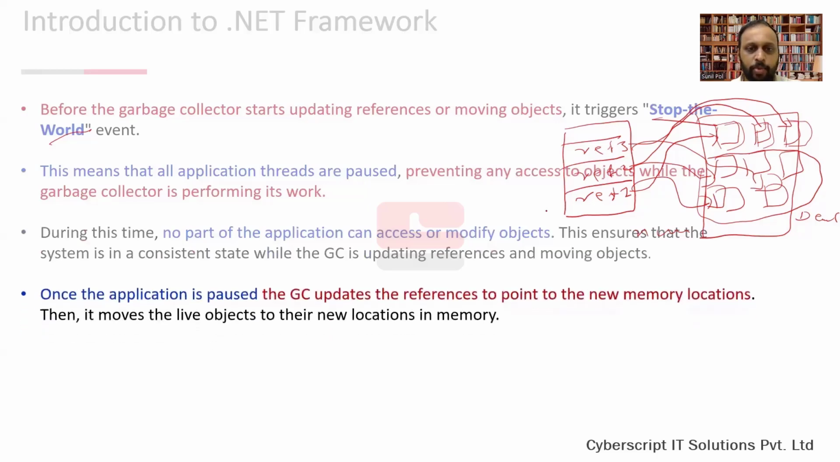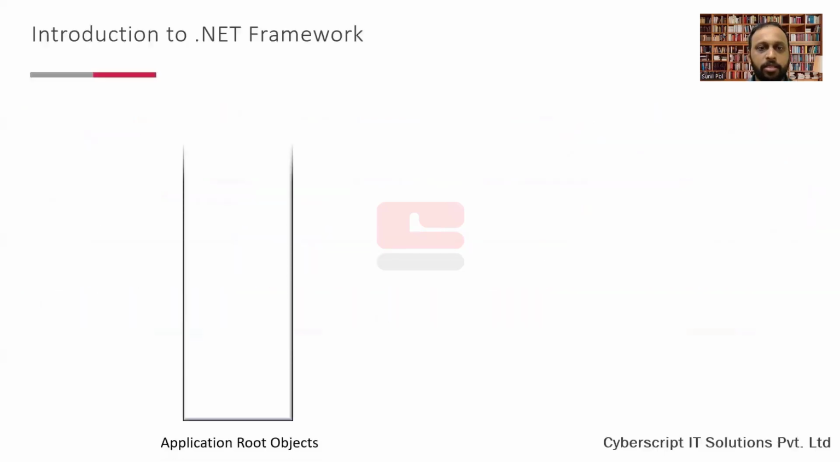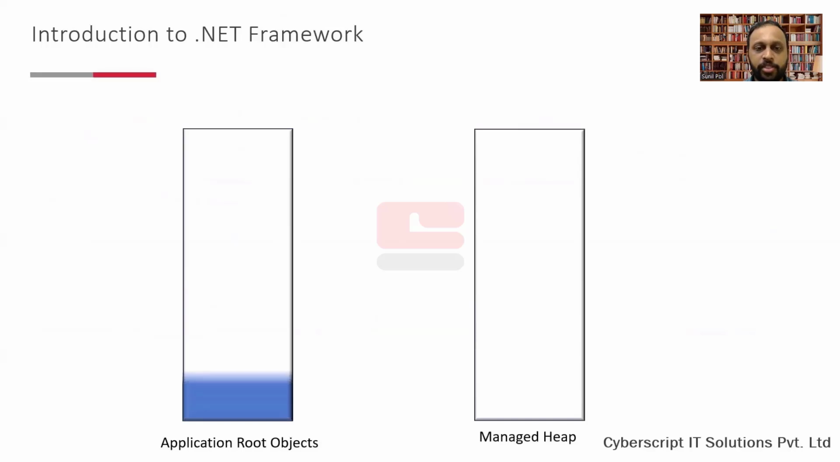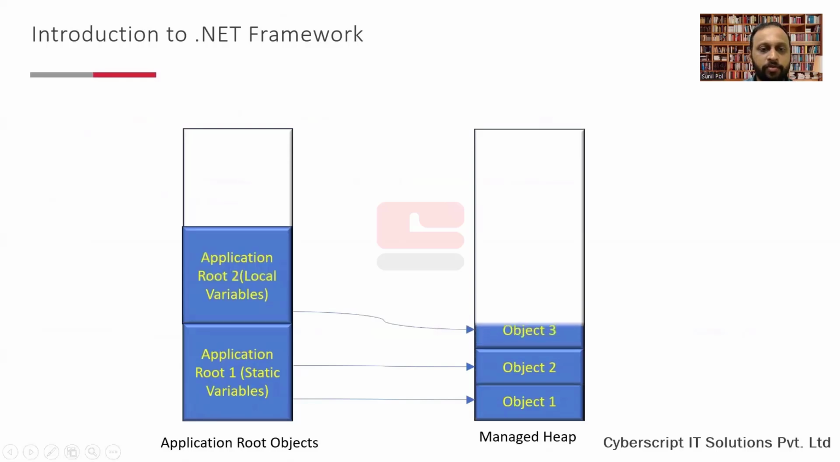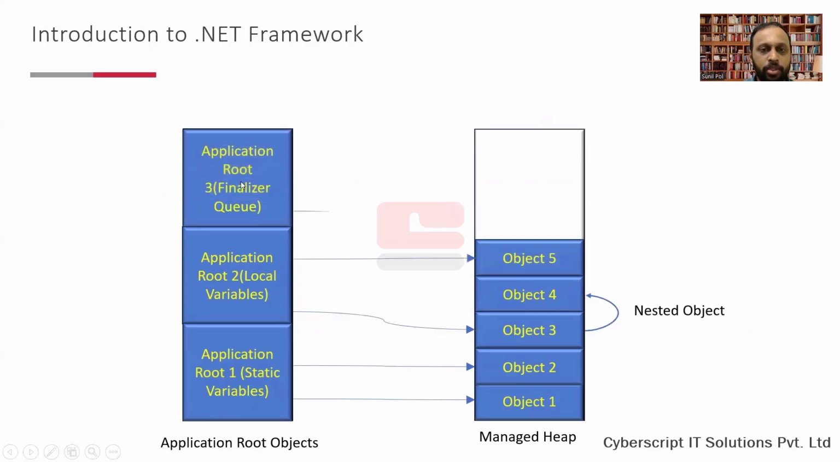Once the application is paused, the GC updates the references to point to new memory locations. Then it moves the live objects to their new locations in memory. So let's understand with this animation. There is one application running on the system which contains 3 application roots. The first one is application root 1, the second one is application root 2, and the third one is application root 3.